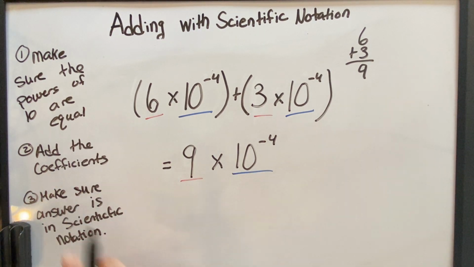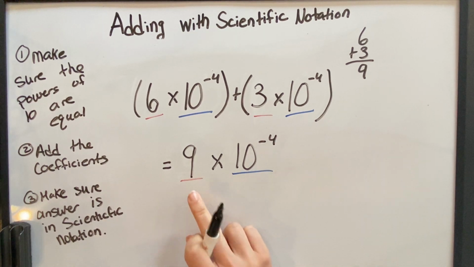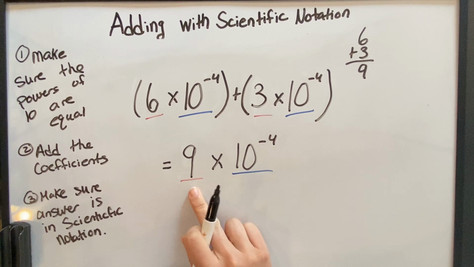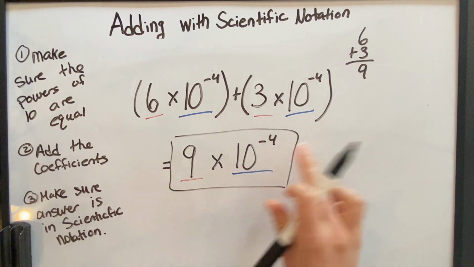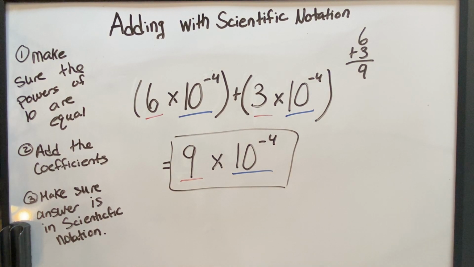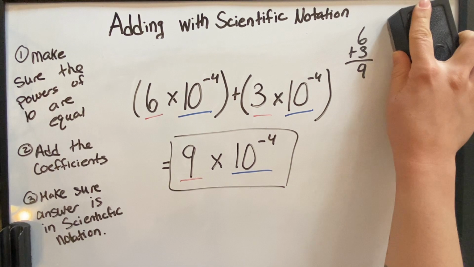Now, step 3, make sure my answer is in scientific notation. 9. Is 9 greater than 1? Yeah. Is 9 less than 10? Yep. Perfect. So this would be my answer. 9 times 10 raised to the negative 4th power. Okay, let's do another example.